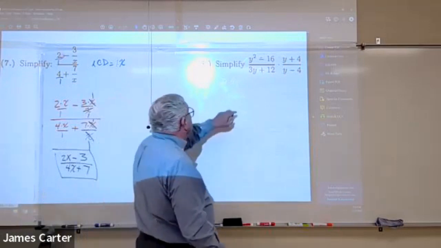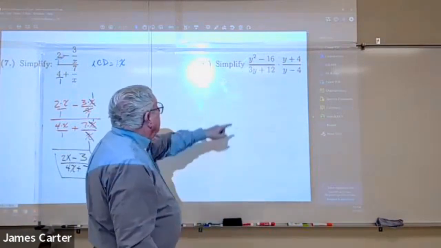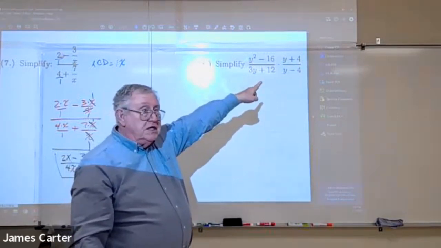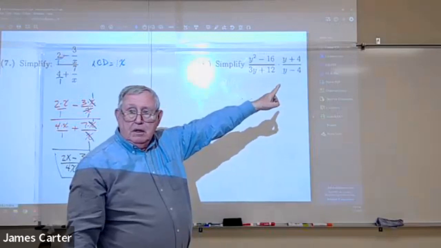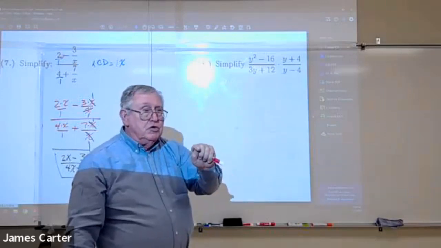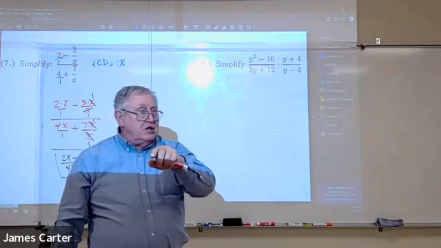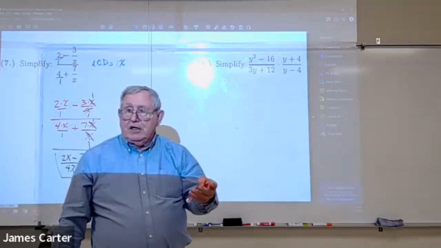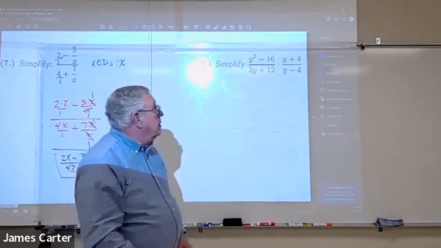Actually, I've modeled that for you a few times. Okay, here's another one. This is multiplication. So that makes this one easy. If it was an add or subtract, it'd be a whole lot harder. Basically, what is the rule for multiplication? Cancel anything you can. What is the rule for add and subtract? You got to deal with the common denominator thing.